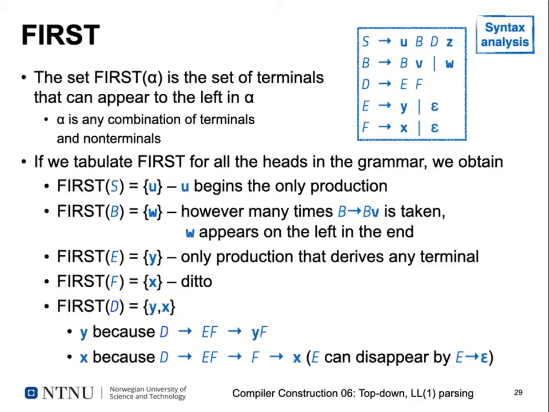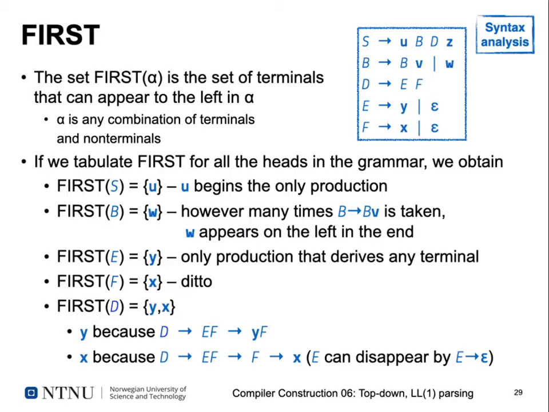Let's take a look at the others. So let's take a look at E and F first. So E and F have two possible productions here, but one of these productions is the epsilon production, so that doesn't derive a terminal symbol. So essentially the only production in E that derives a terminal symbol is the first one, which resolves to a Y. And for F, it's also the first one that resolves to an X.